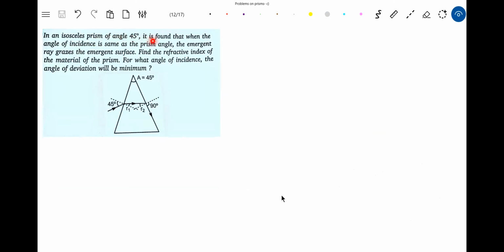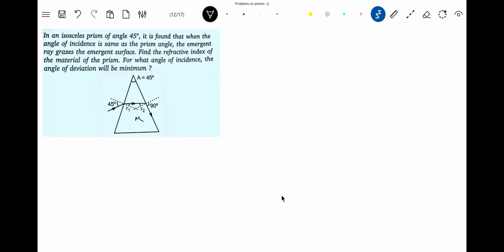An isosceles prism of angle 45 degrees: it is found that when the angle of incidence is the same as the prism angle, the emergent angle is equal to the incident angle. Find the refractive index of the material of the prism, and for what angle of incidence the angle of deviation is minimum. So here is the given diagram. He's asking us to get the refractive index of the material of the prism.